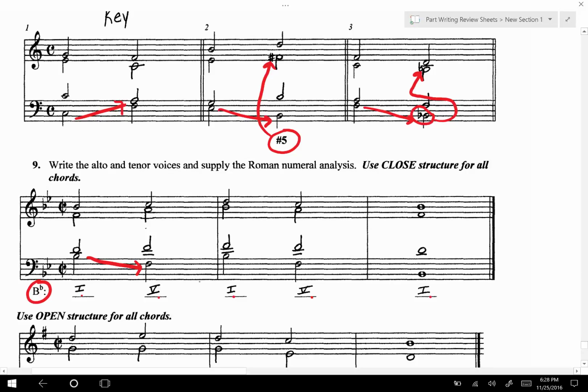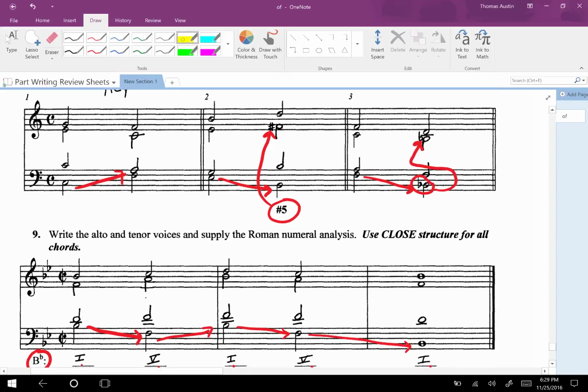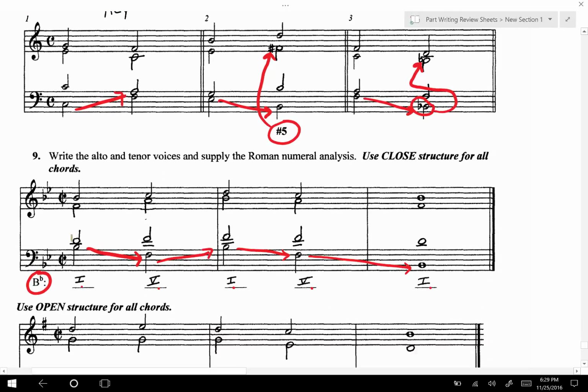5 chord to the 1 chord, the bass moves by a fourth. Retain the common tone. 1 chord to the 5 chord, bass moves by a fifth or a fourth. Retain the common tone. 5 chord to a 1 chord, bass moves by a fourth or fifth. Retain the common tone. Let me highlight the common tones from chord to chord.